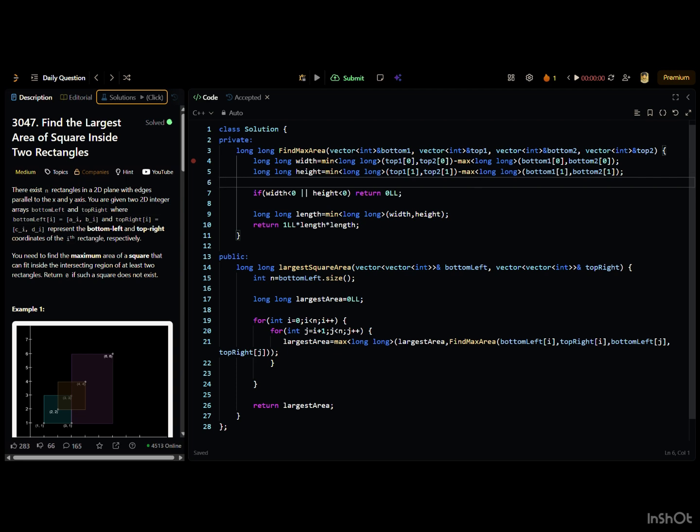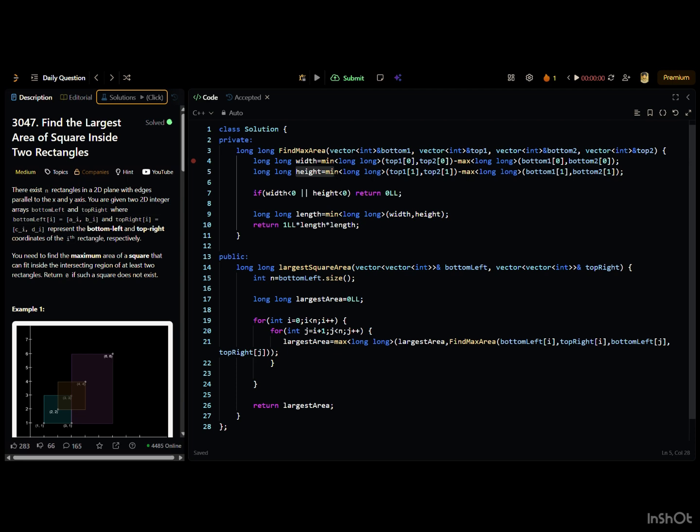We find the width the same way that I told you. We take the top right corners of both the rectangles that we have been given. In the x direction, we take the minimum of it to find the rightmost edge of the intersection, and we subtract the maximum of the bottom left of the first and the bottom left of the second in the x direction. So we are able to find the left edge in the x direction. Subtracting the max from the minimum, we are able to find the width, and then we do the same for the height as well. But in this scenario, we do that in the y direction.